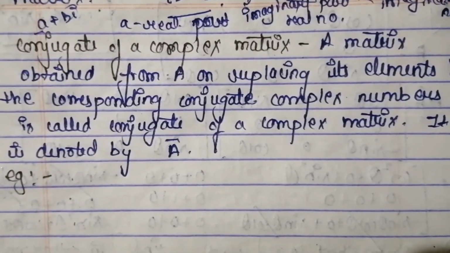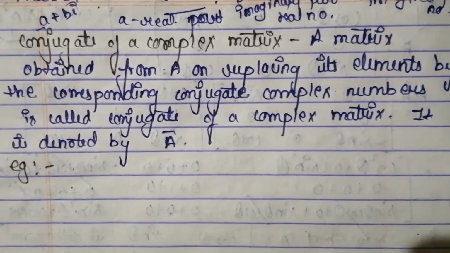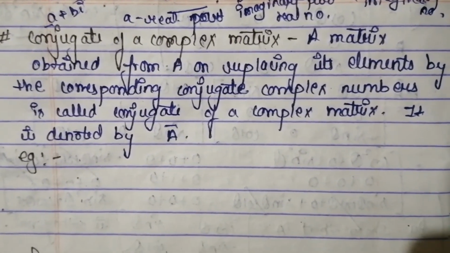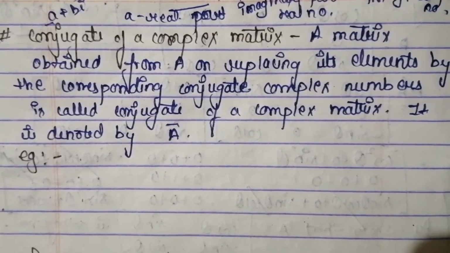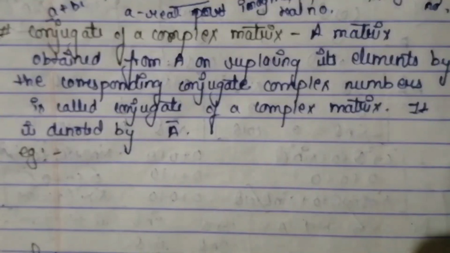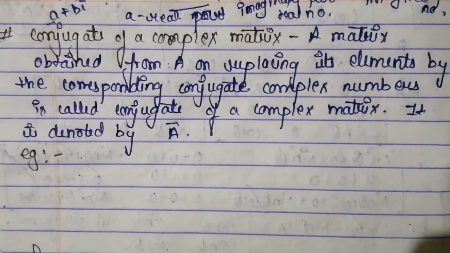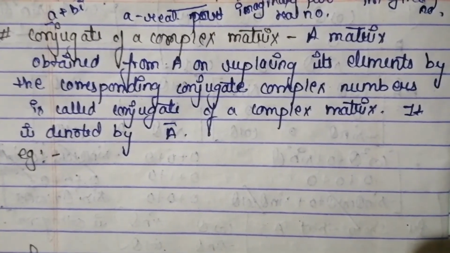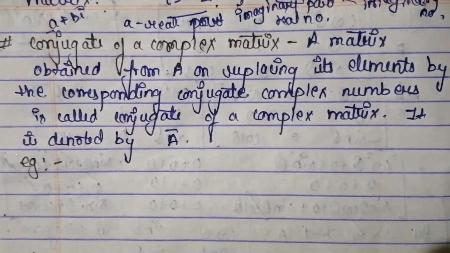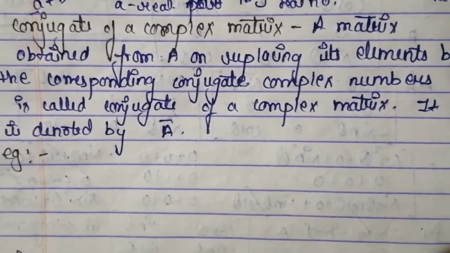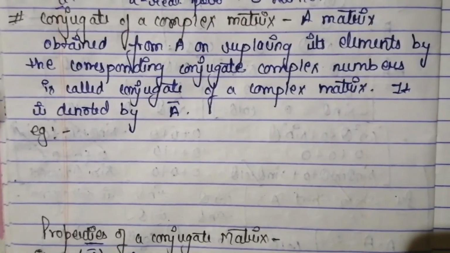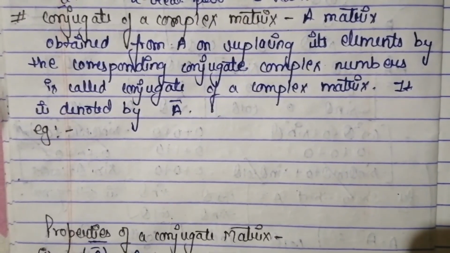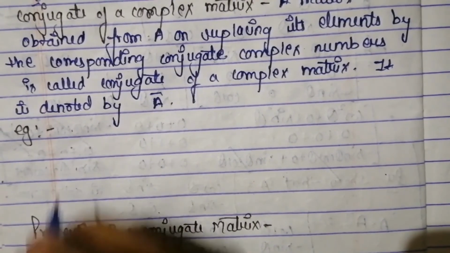Now we will come to another topic. What is the conjugate of a complex matrix? A matrix obtained from A by replacing each element with the corresponding conjugate complex number is called the conjugate of a complex matrix, and it is denoted by A bar. This will be easily explained with the help of an example. So let's try an example.